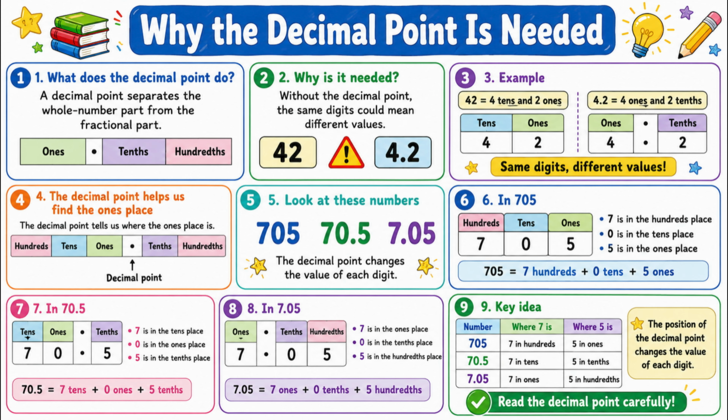Look at these numbers: 705, 70.5, and 7.05. In 705, the 7 is in the hundreds place, and the 5 is in the ones place. In 70.5, the 7 is in the tens place, and the 5 is in the tenths place. In 7.05, the 7 is in the ones place, and the 5 is in the hundredths place. So the position of the decimal point changes the value of each digit.